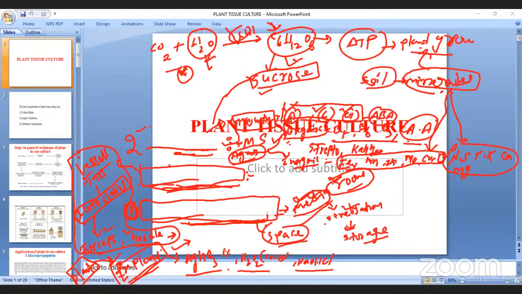Now, let's see the steps. The basic steps for in vitro culturing of plants are... is it clear first?